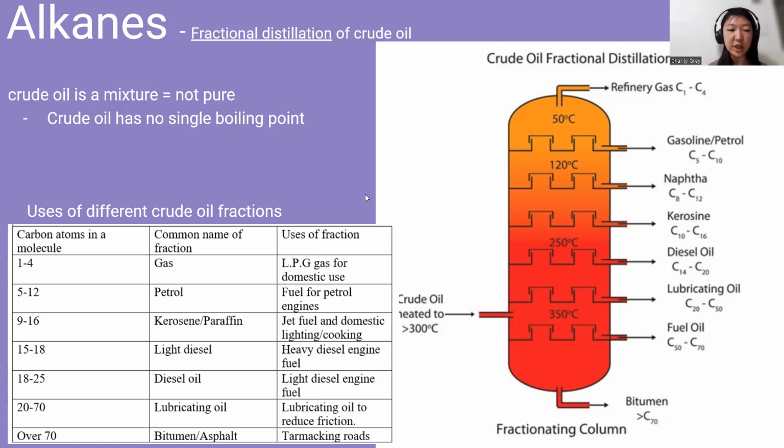Some of the uses of crude oil fractions: smaller carbons are used for gas, and larger carbons are used for petrol, kerosene, light diesel, diesel oil, lubricating oil, and asphalt, right? Asphalt is what the really dark, really big roads get. All of these have good uses, so you can write some of them down if they seem relevant to you.